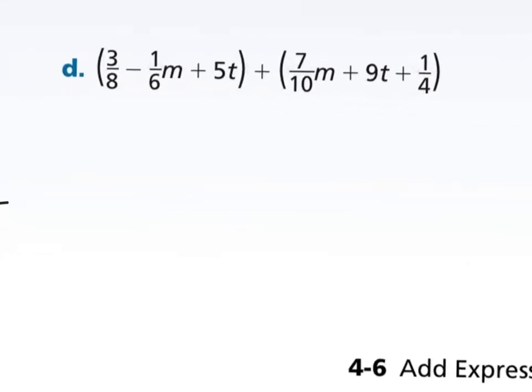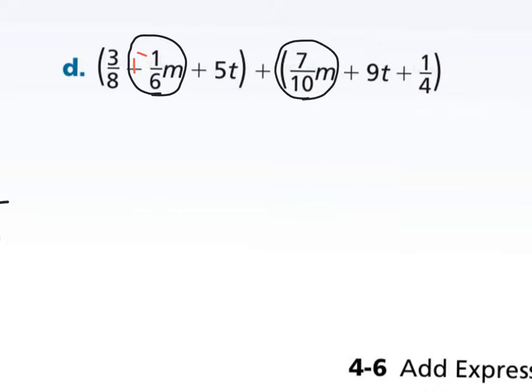We look at part D. Again, if we want to start by looking at our variables. M is our first variable. Before we do that though, let's add the opposite. Only got one spot to do that, looks like. So M terms, we got a negative 1/6 M and a 7/10 M. I'm just going to go ahead and bring these down here so we can see what's happening.